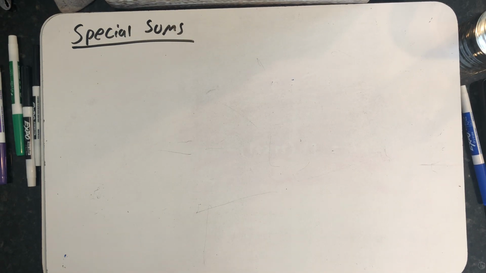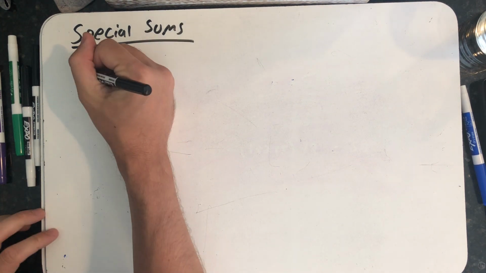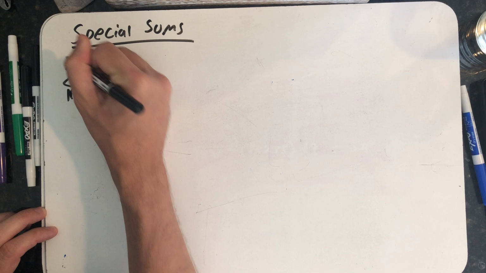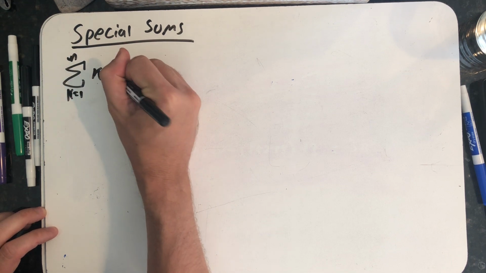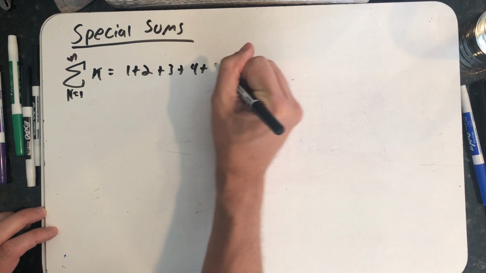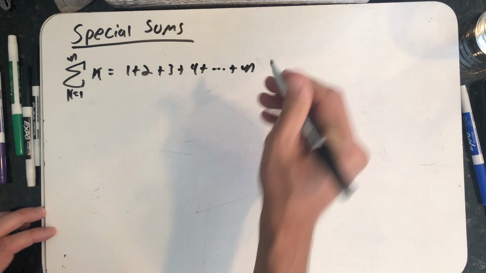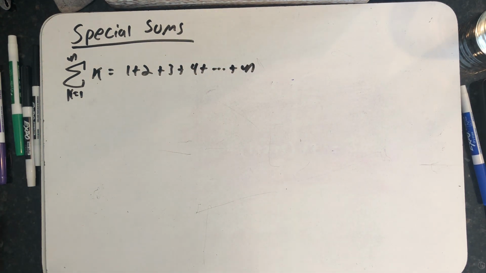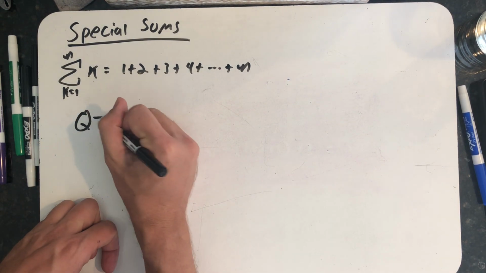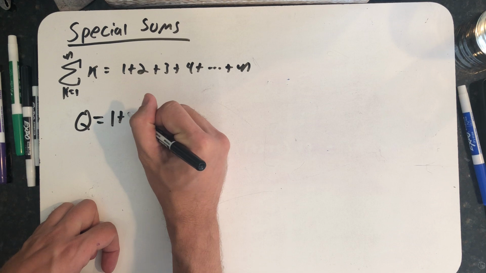In this video, I want to introduce you to three special sums. The first is the sum of the first n whole numbers. So just whatever n is, add up the first n whole numbers. Well, let's just say that I'm going to call that number q.